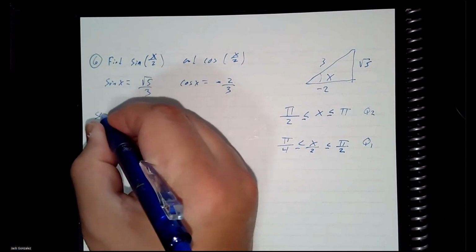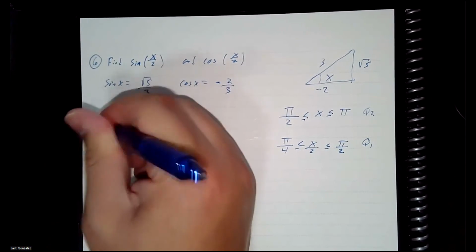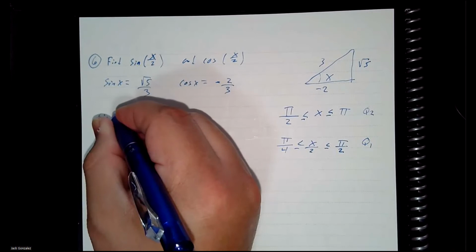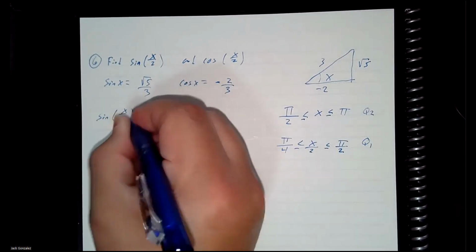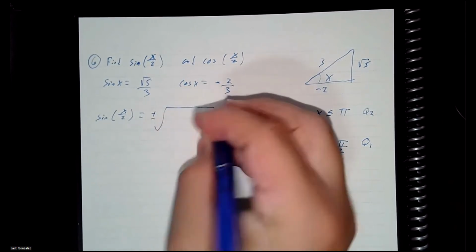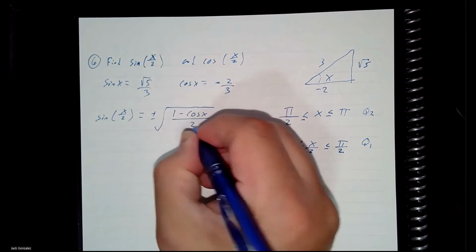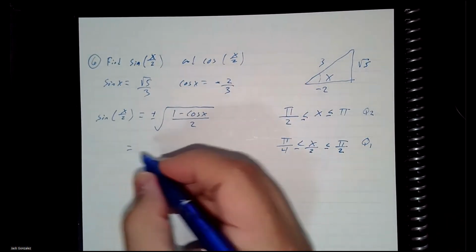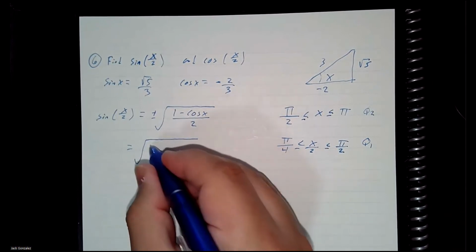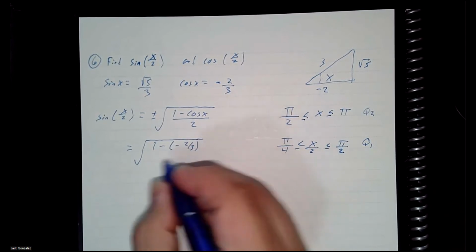Now sine of x over 2 is equal to plus or minus the square root of 1 minus cosine x, over 2. We're going to choose the positive, so we don't have to write it anymore. And then plug in the cosine. So 1 minus negative 2/3, over 2.